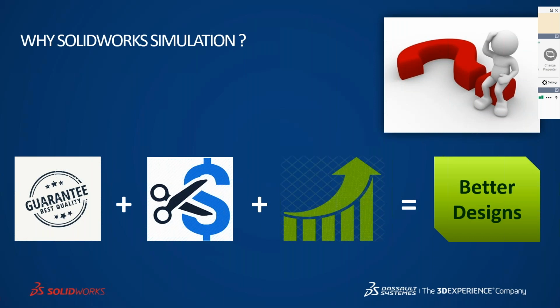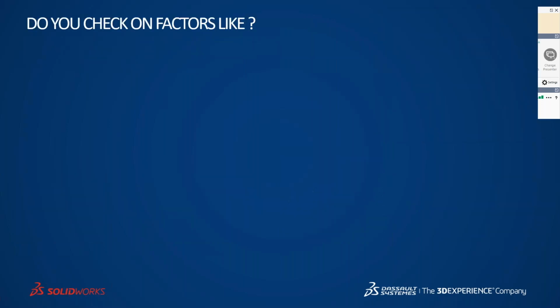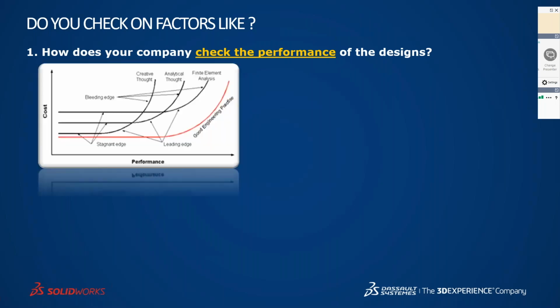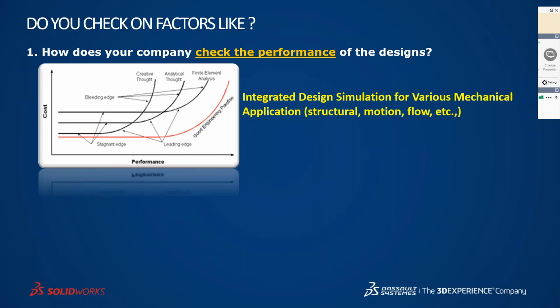Again, as a designer, when you are designing any part, you should keep these factors in mind. Let me go one by one. How does your company check the performance of the designs? Whatever design you do, it may be a part or an assembly or a structural design or maybe a flow design. What are the things you are considering? How will you check the performance of the design? This is one question. Second one.